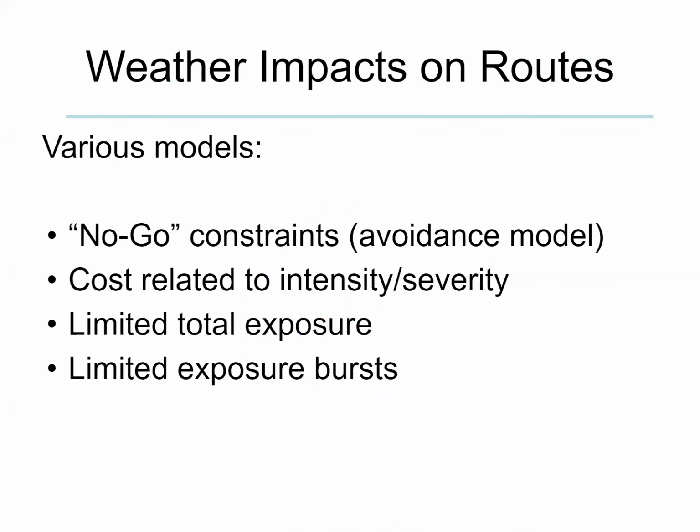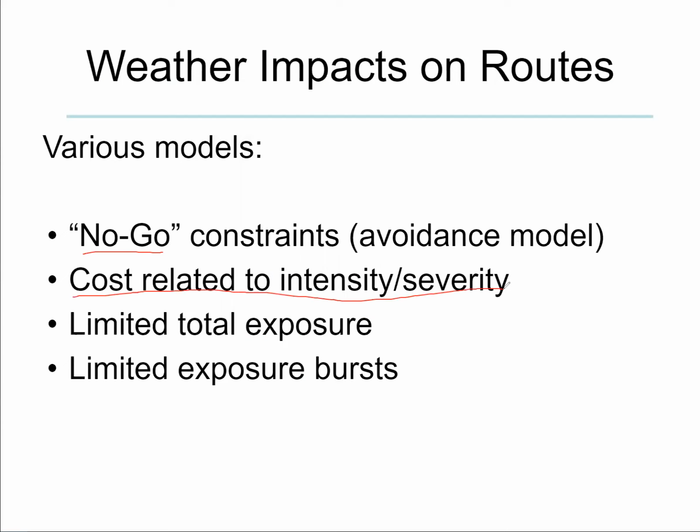There are many ways in which we can think of the weather impact on the air routes. What we were looking at just now is this kind of no-flying zones. So everything was either flyable or not flyable. Black and white, 0, 1. There was no cost really related to intensity or severity.